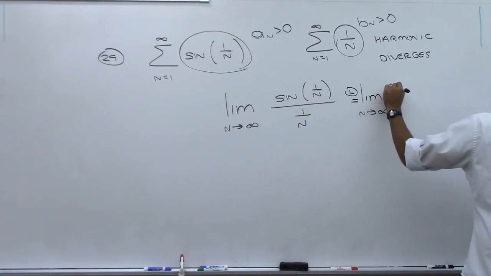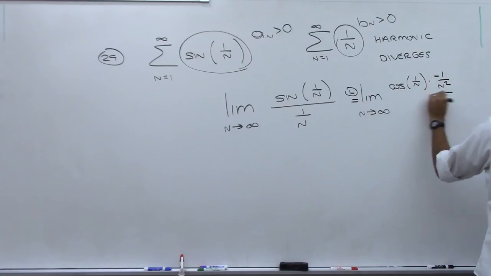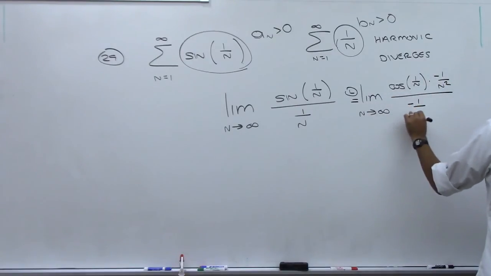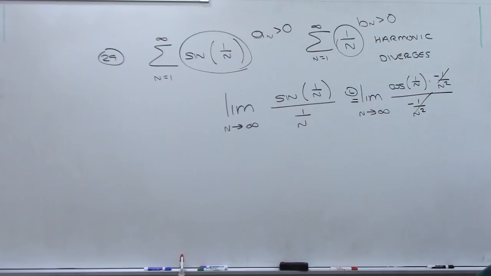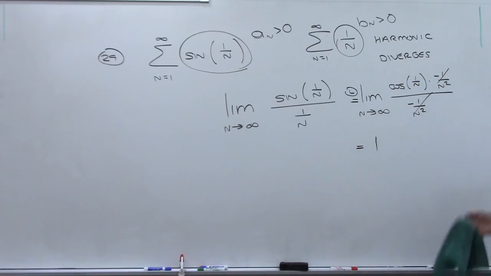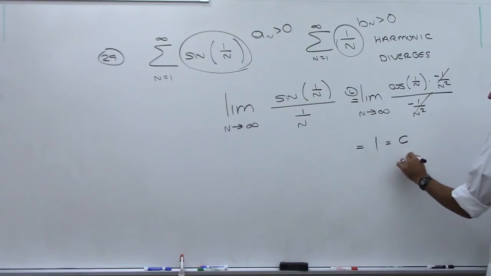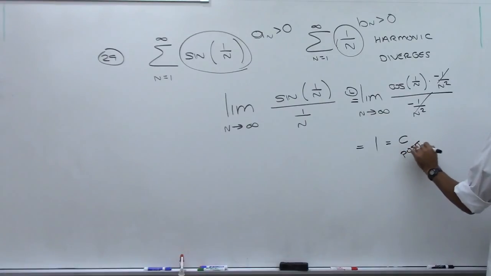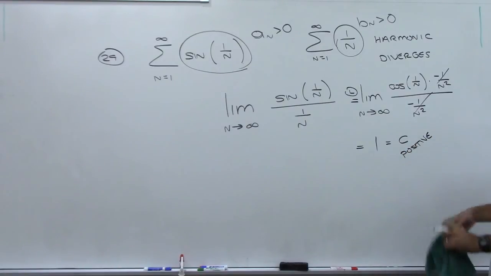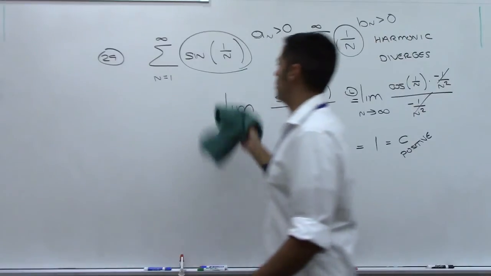The derivative of the top is cosine of 1 over n times negative 1 over n squared, chain rule. The derivative of the bottom is negative 1 over n squared. These two cancel. And now if I let n go to infinity, 1 over infinity is 0, cosine of 0 is 1. So I'm getting that this limit is 1. And remember, for the limit comparison test, we needed this to turn out to be a constant, a positive number, which it is. If this turns out to be a positive constant, then whatever this series did, this series is also going to do.